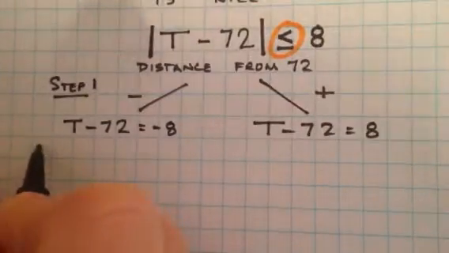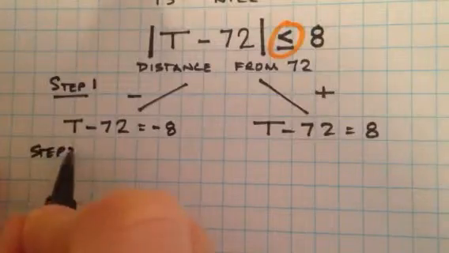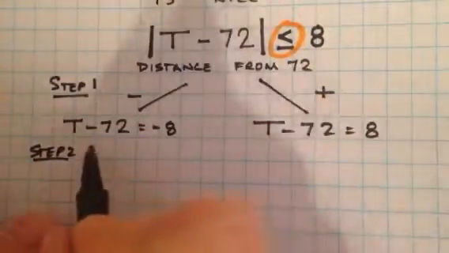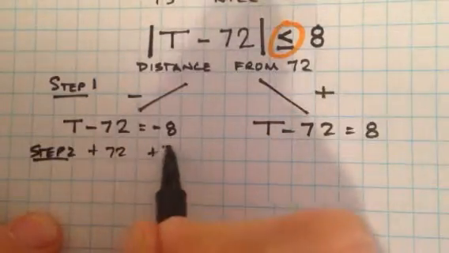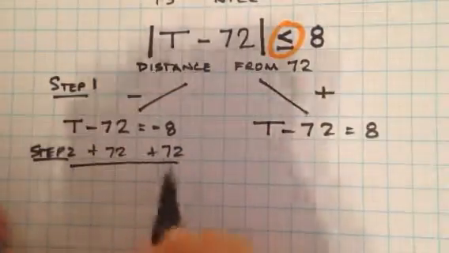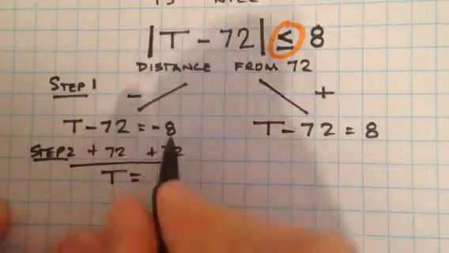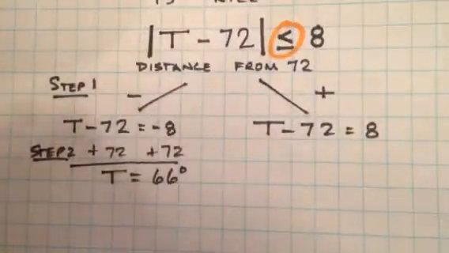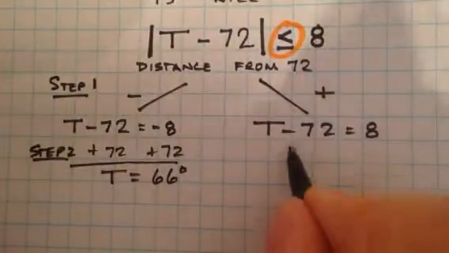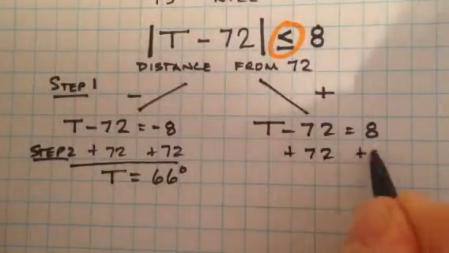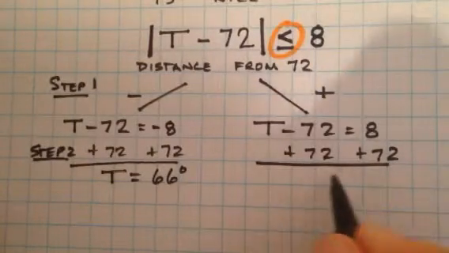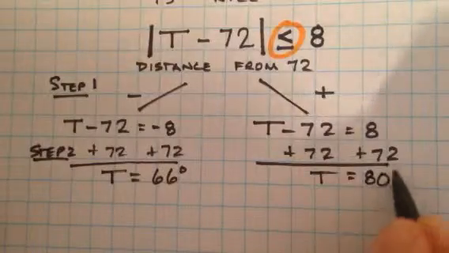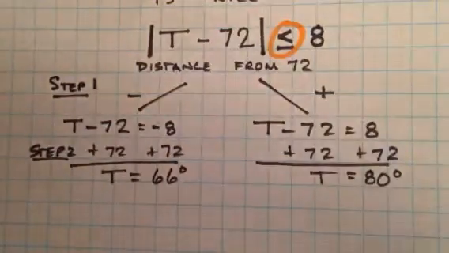And so step 2, we're going to take this equation and this equation, and we're going to solve them separately. So first one, add 72 degrees on. We get that the temperature could be 66 degrees. So that's like the smallest temperature that would be nice. And then right here, let's add 72 to both sides. We get temperature equals 8 plus 72, which is 80 degrees. So that's the largest temperature that would be nice.